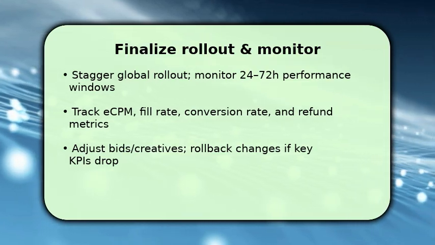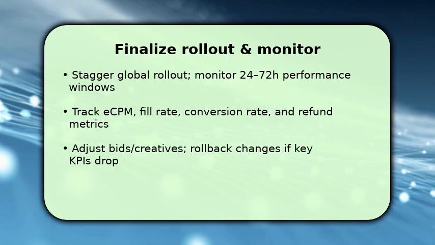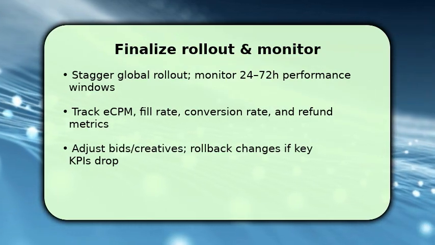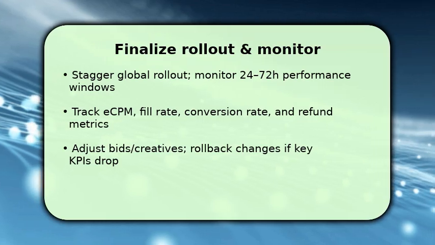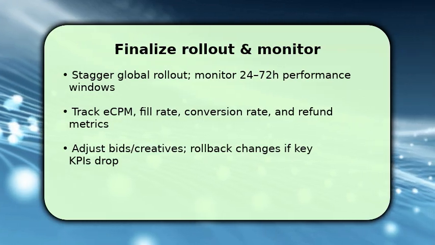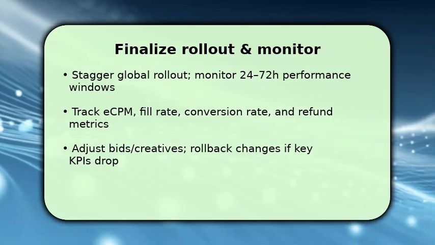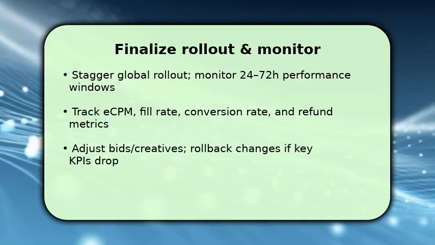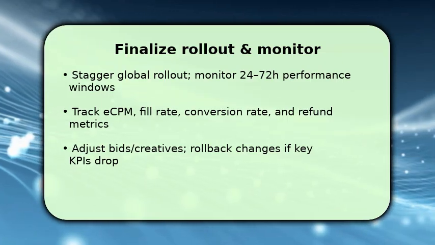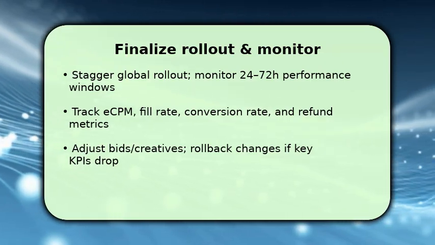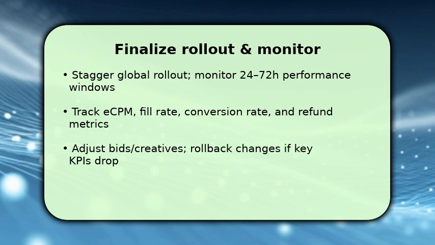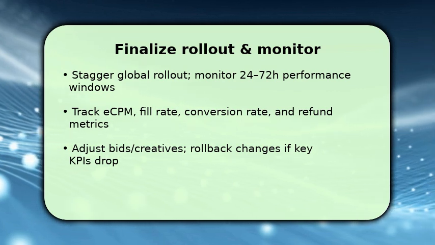are visible early. Once live, track eCPM, fill rate, conversion rate, and refund metrics to identify where revenue leaks occur. You should adjust bids and creatives based on real data and be prepared to roll back changes if key KPIs drop. Troubleshooting tip: if world sale CPMs underperform, isolate one region, revert recent changes, and A/B test fixes before scaling.